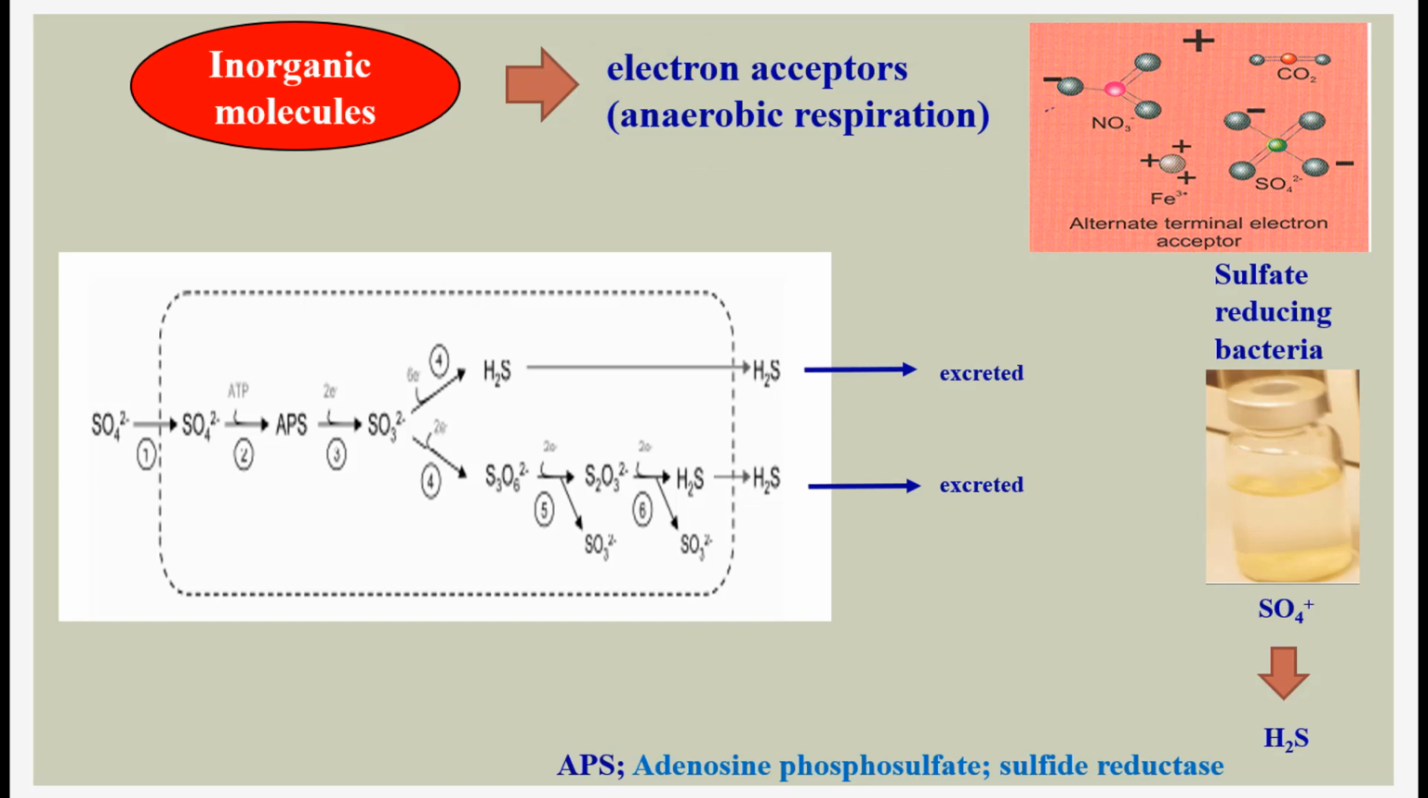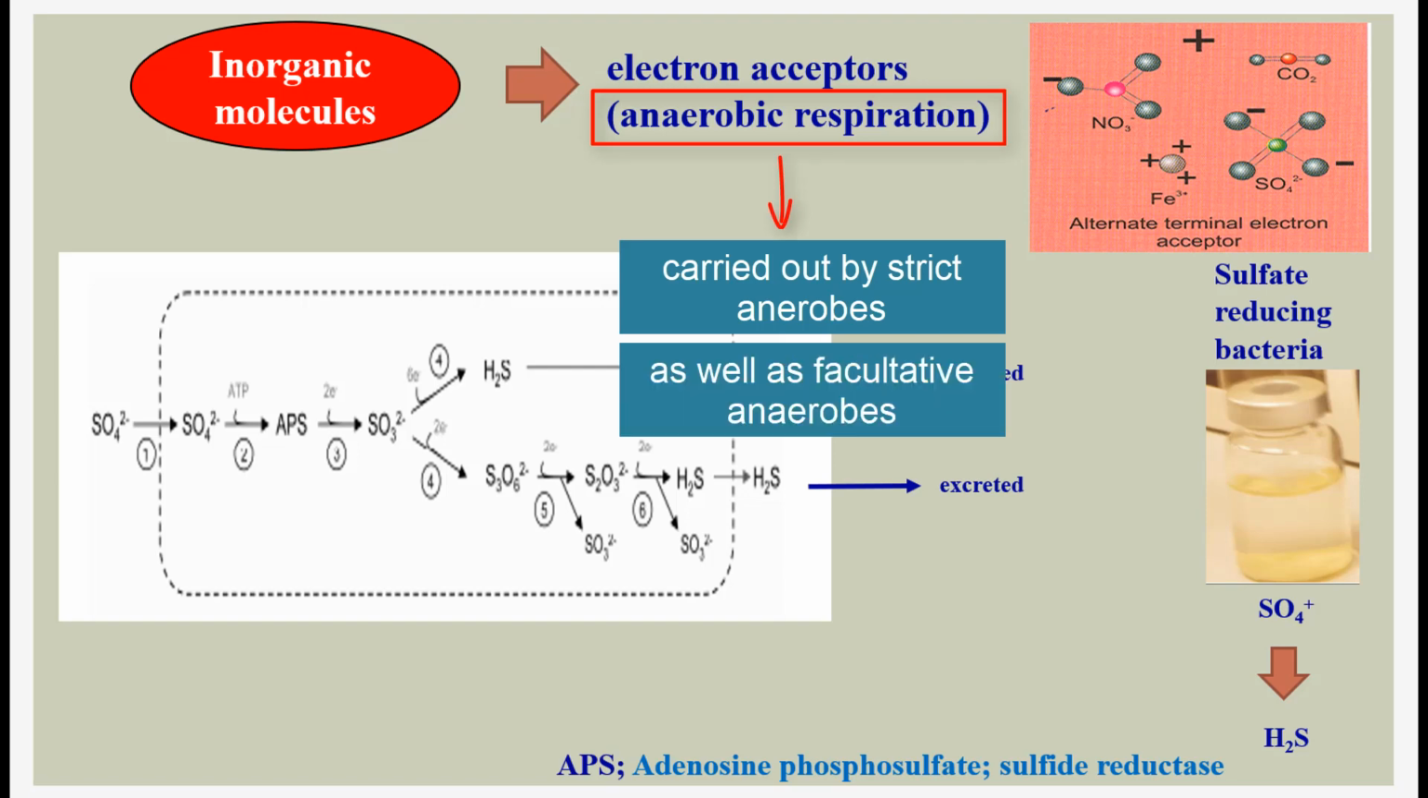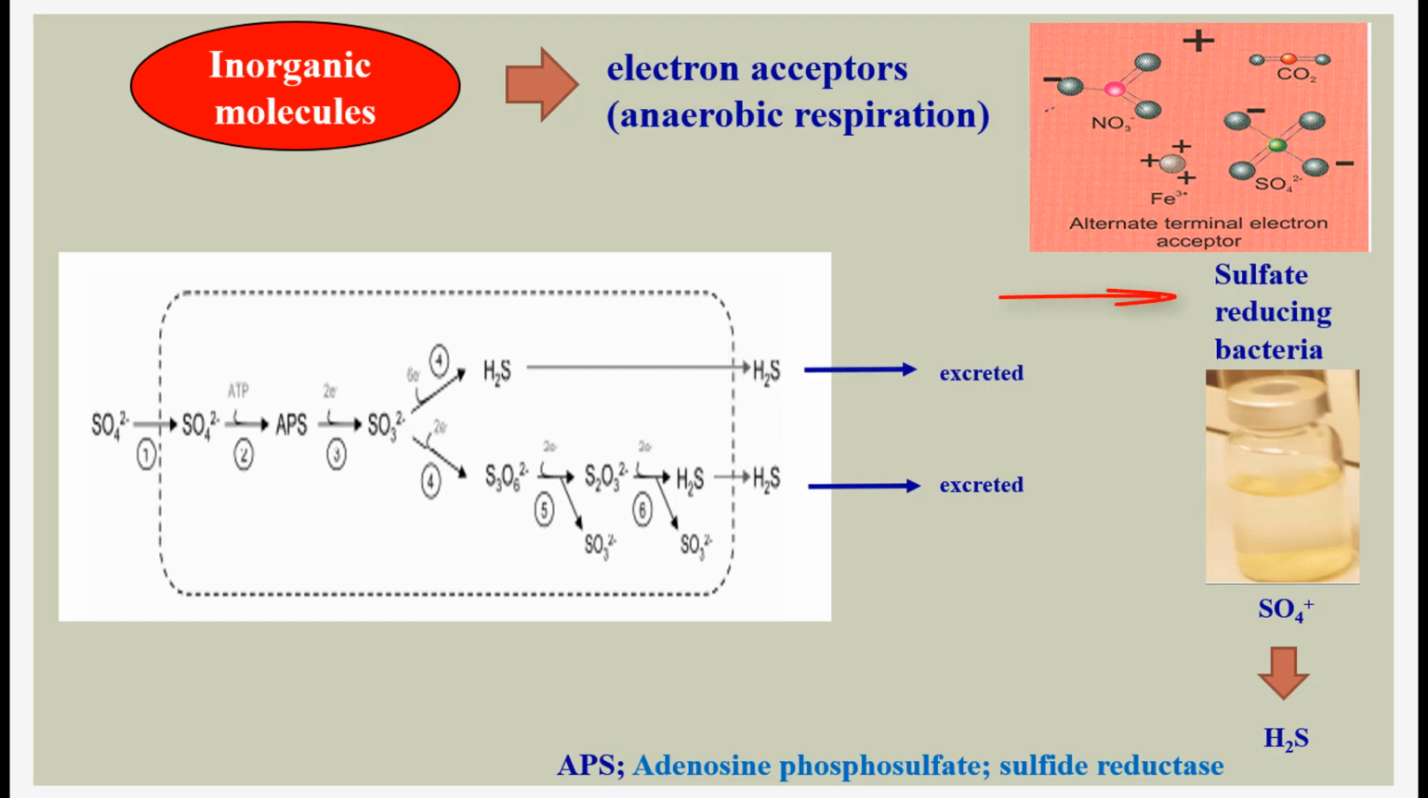Examples of inorganic molecules that are used as electron acceptors in anaerobic respiration include sulfate, nitrate, carbon dioxide, and ferric iron. Dissimilatory inorganic metabolism occurs in anaerobic respiration and is therefore carried out by strict anaerobic lithotrophs and facultative anaerobic lithotrophs growing in anaerobic condition. So an example that we have here are sulfate-reducing bacteria. Sulfate-reducing bacteria are strict anaerobes that use sulfate as electron acceptor for anaerobic respiration.